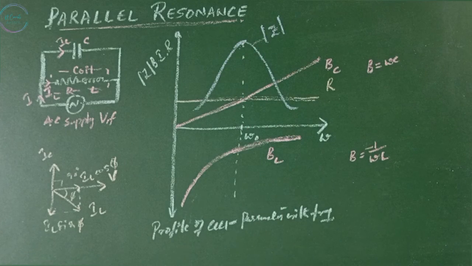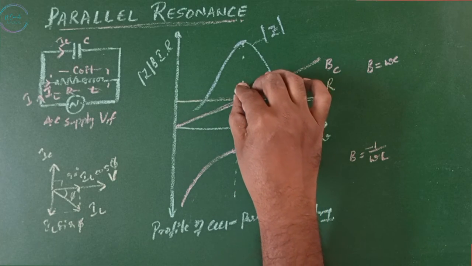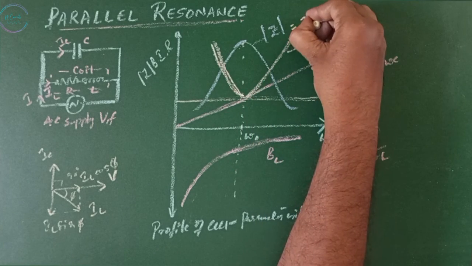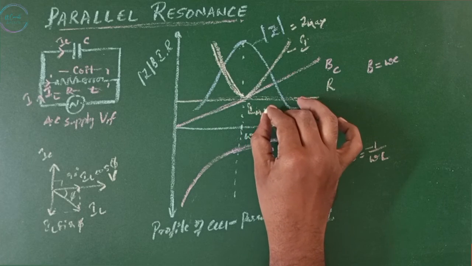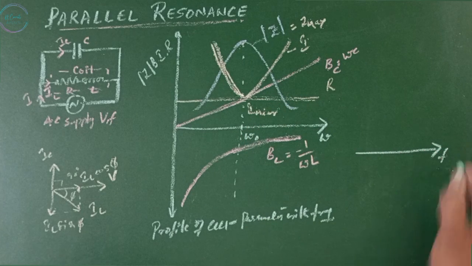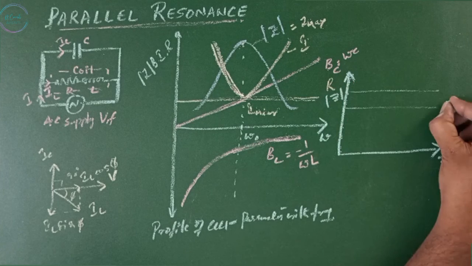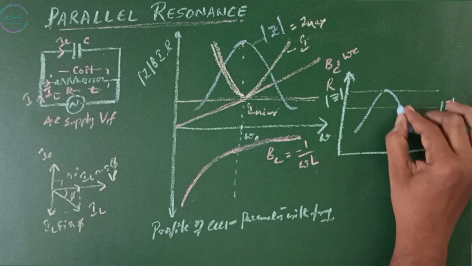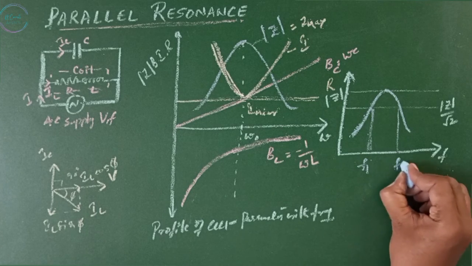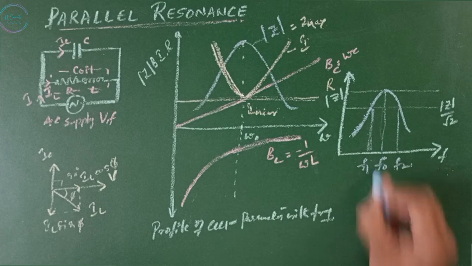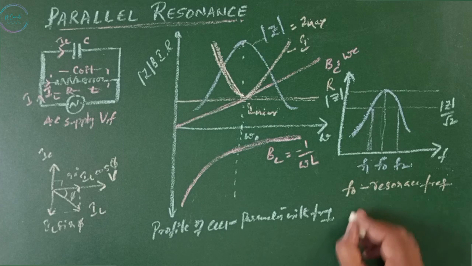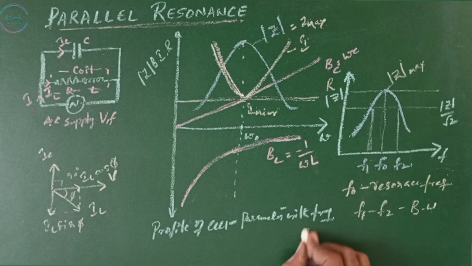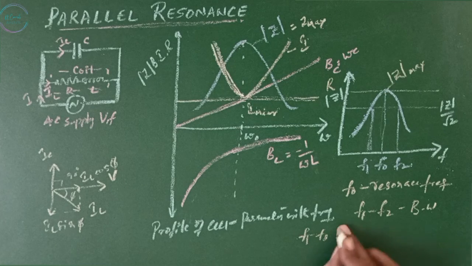Z will be maximum at the resonant frequency omega naught, whereas the current will be minimum at the resonant frequency. These are current I. When you draw this impedance separately with respect to the frequency, this is F1, F2, F0, where F0 is the resonance frequency, F1 minus F2 is nothing but bandwidth. This is peak value. F1, F2 are known as half power frequency points.